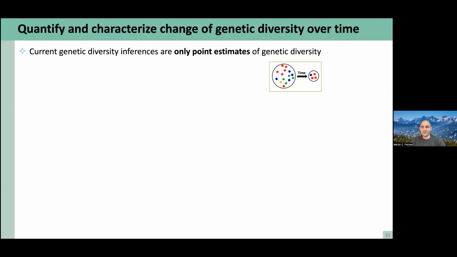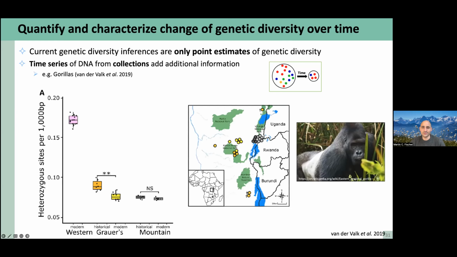So what I have shown you now are all just one time point estimate of genetic diversity, which we observe now. But the monitoring would mean we should characterize and quantify the change in genetic diversity over time. And a way to do that is going back in time, as van der Valk has nicely done. They got gorilla samples from about 100 years ago and compared them to the genetic diversity from nowadays.